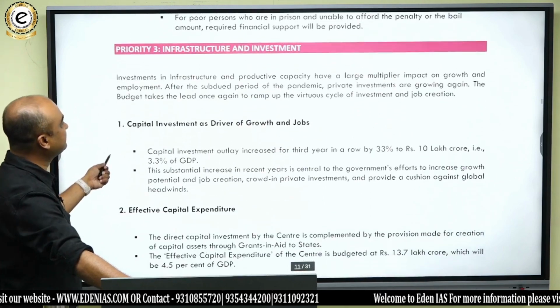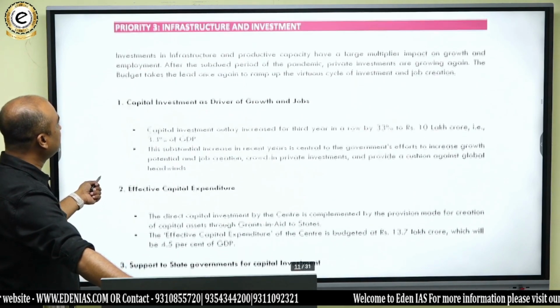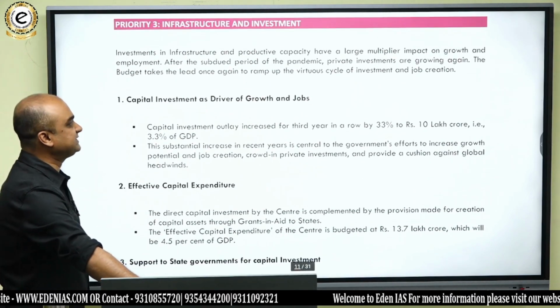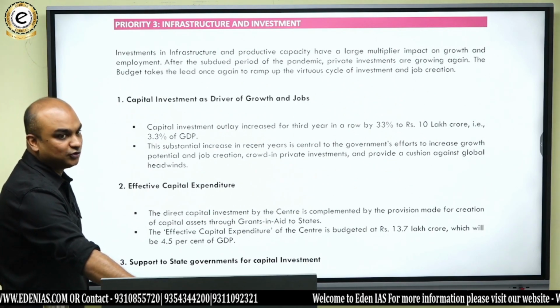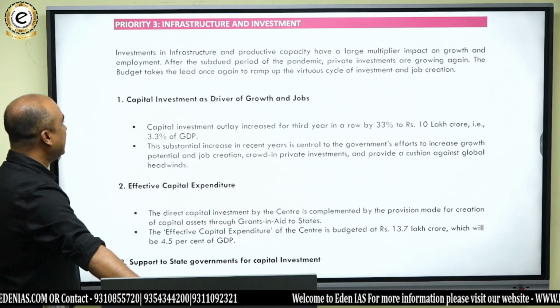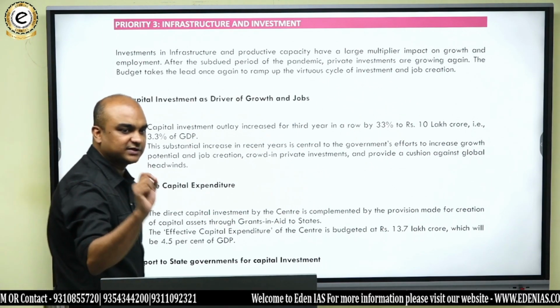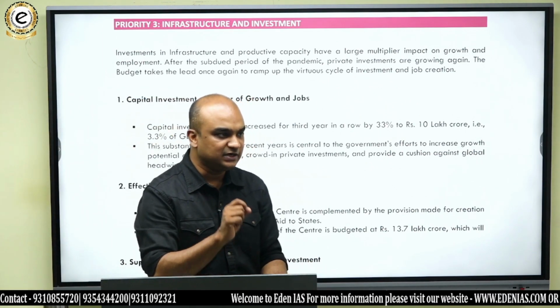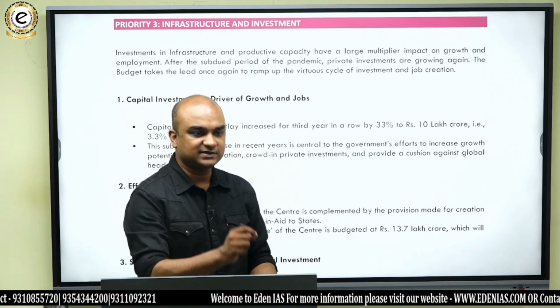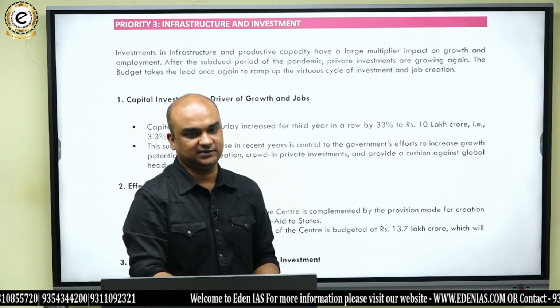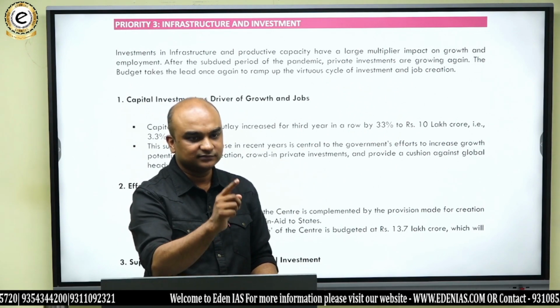Third priority is infrastructure and investment. Investment in infrastructure and productive capacity have a large multiplier effect on growth. I hope you understand this multiplier effect now. And employment, okay, infrastructure creation, especially in manufacturing, has a lot of job elasticity. Can you understand that? Do you understand that?